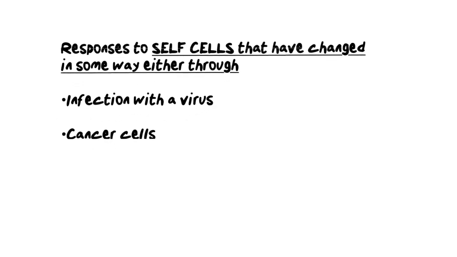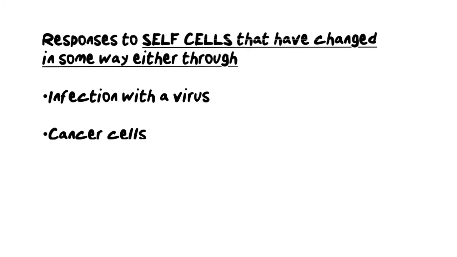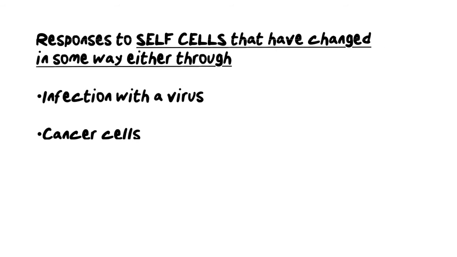Cell-mediated immunity is an immune response to self cells, specifically self cells that are changed in some way. Their cell surface antigens are most likely changed in some way. Now, this can either be through infection with a virus, or it can be that the cell has become a cancer cell.